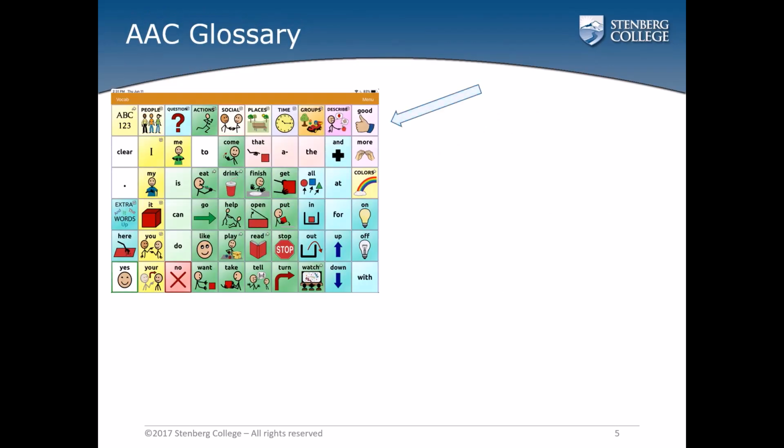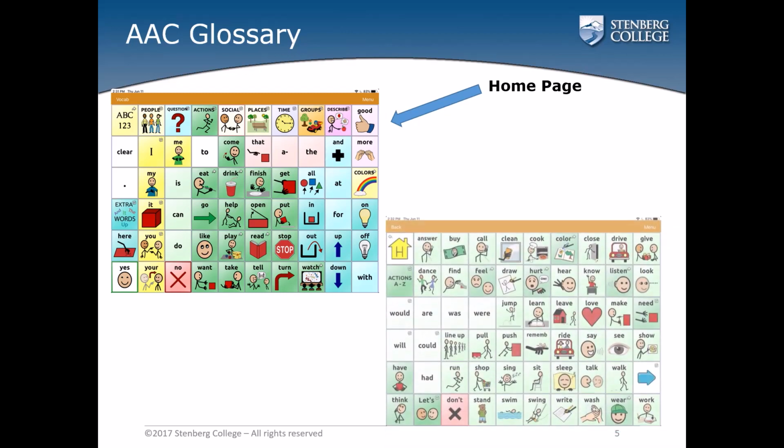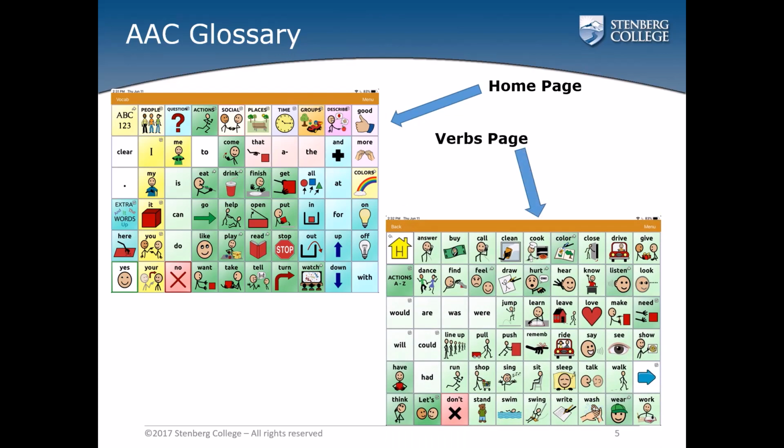Here is the home page of a vocabulary. This is the page that the user starts from. By pressing the Actions button in the top row of this page, you will navigate to this page, which is the Verbs page. By clicking on the blue arrow, which is a navigation button, you will go to page 2 of the Verbs.